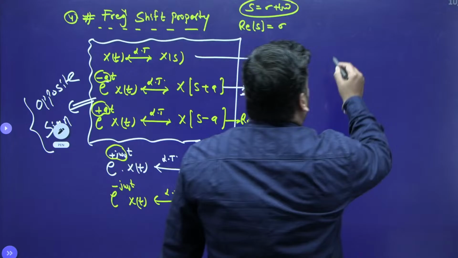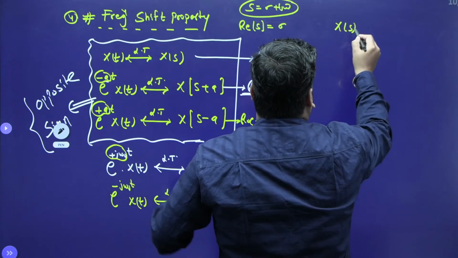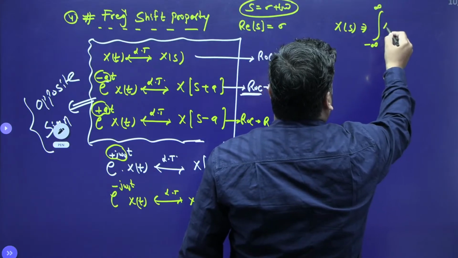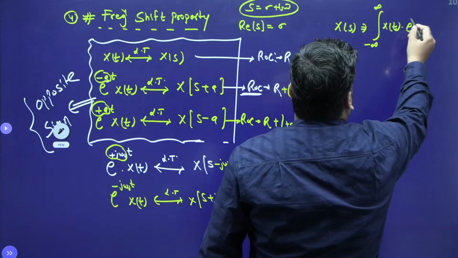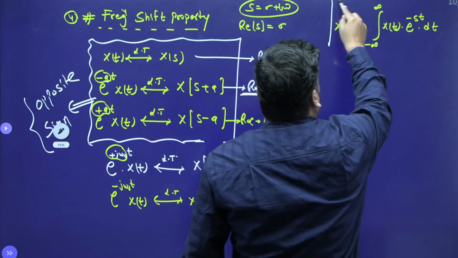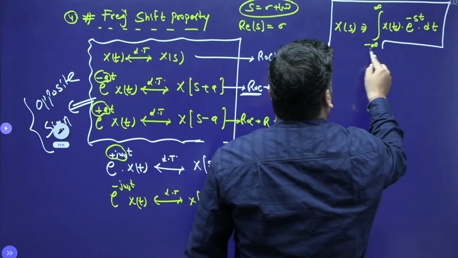And if I talk about how these properties come, you can write the Laplace transform formula: integral from minus infinity to infinity of x(t) e to the power minus st dt. This is my simple Laplace transform formula, guys. I hope you agree.